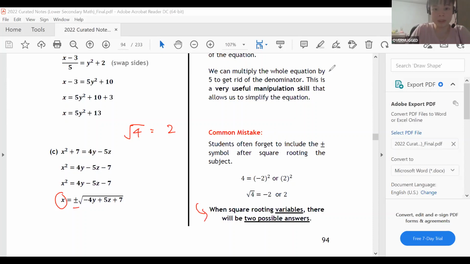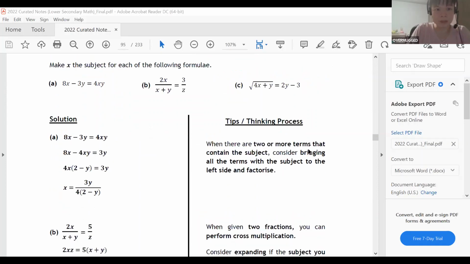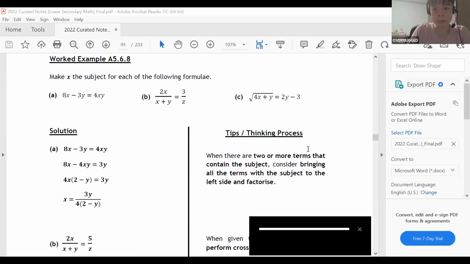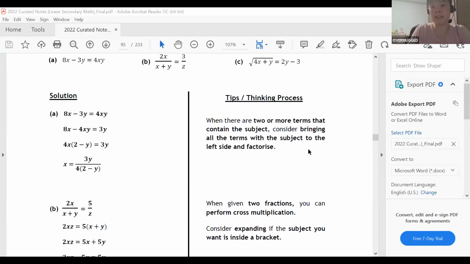Okay, let's look at any more. Just a few more examples. Now let's look at some harder examples. These two concepts are mainly tested in your exam questions.